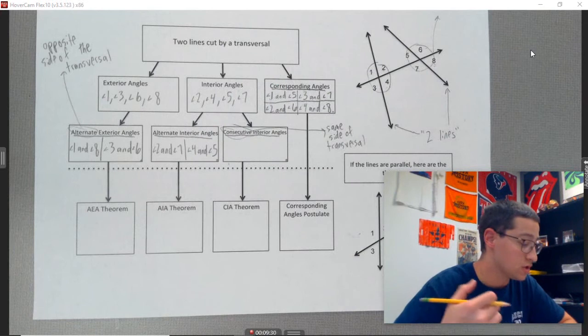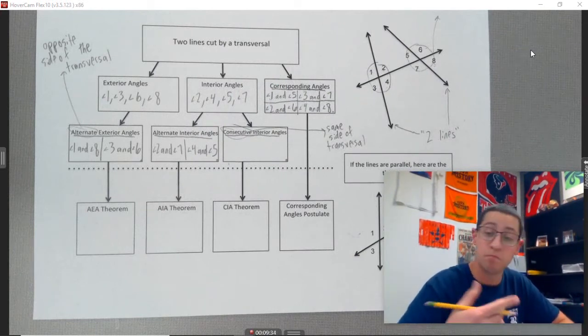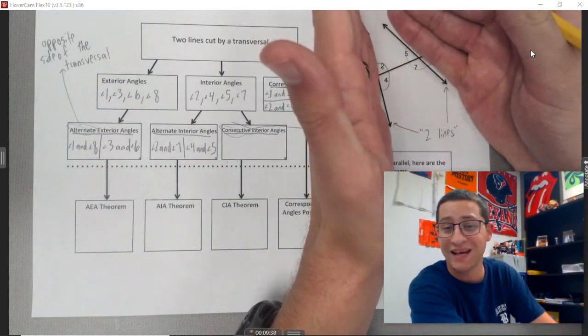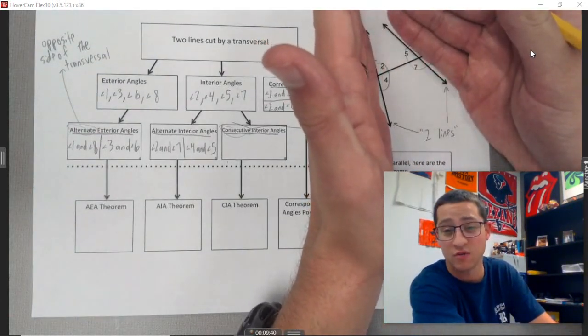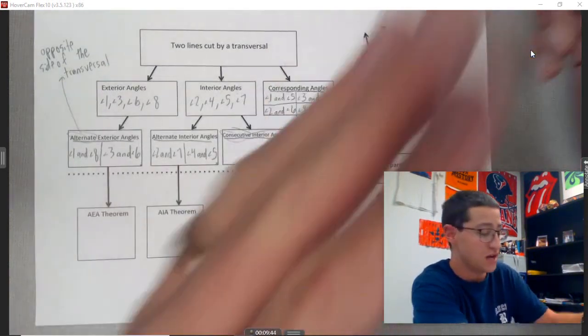And then consecutive interior angles. Those are the ones that are on the same side of the transversal, but interior. So I'm looking at this. Right, 2 and, well, which one's on the same side of the transversal? This is my transversal. So it's going to be 2 and 5.